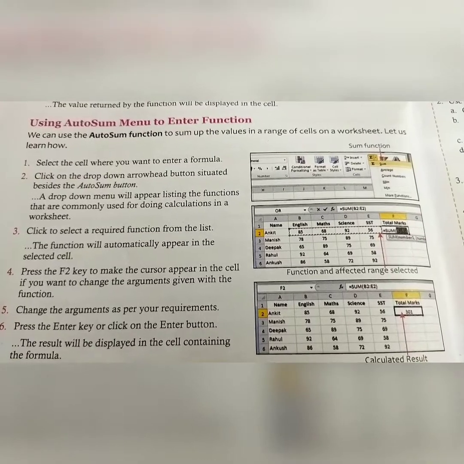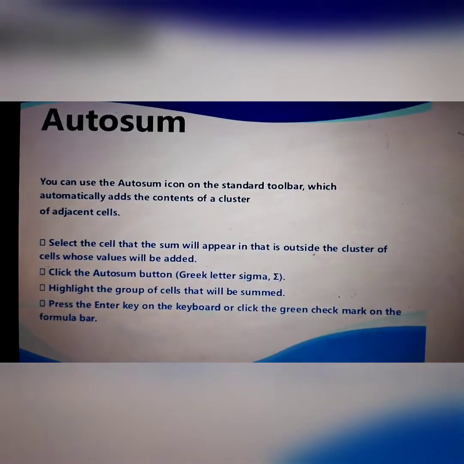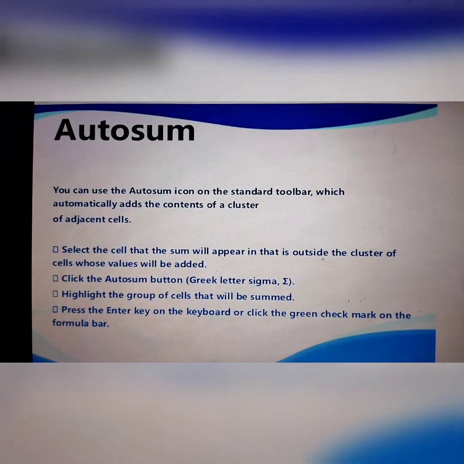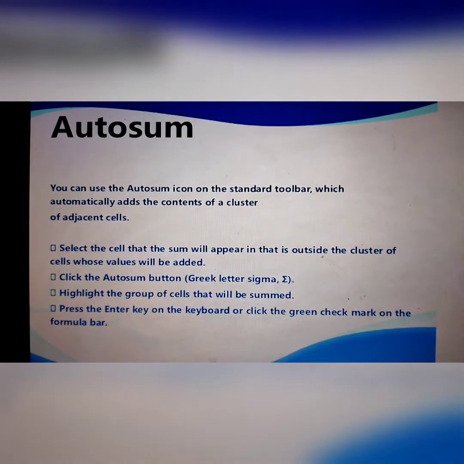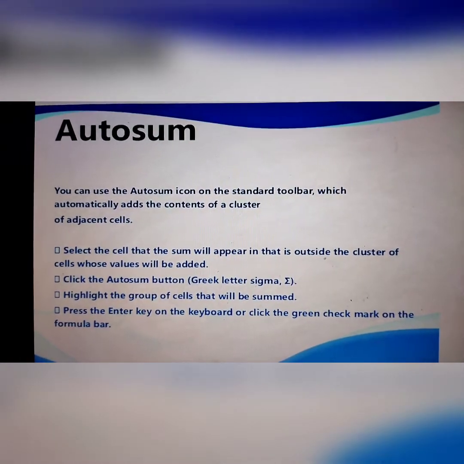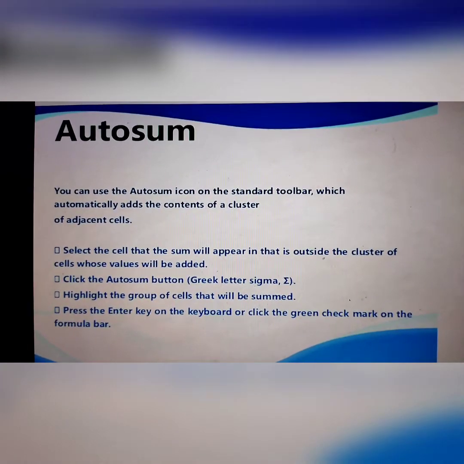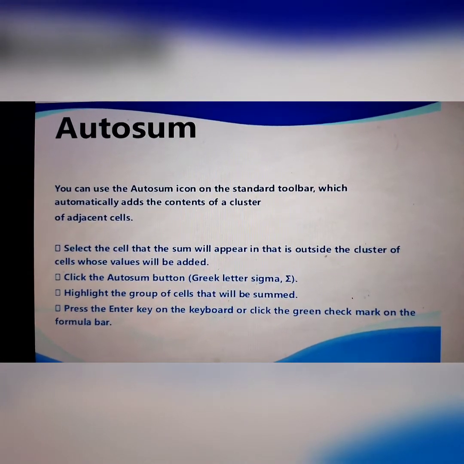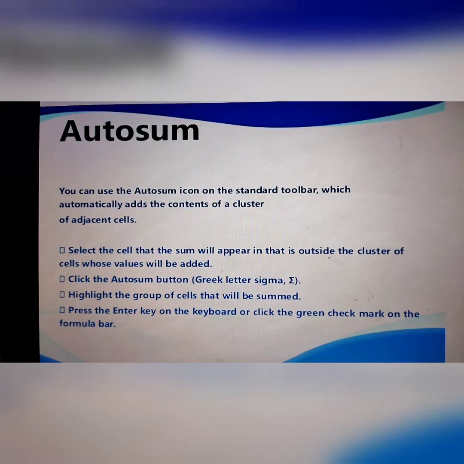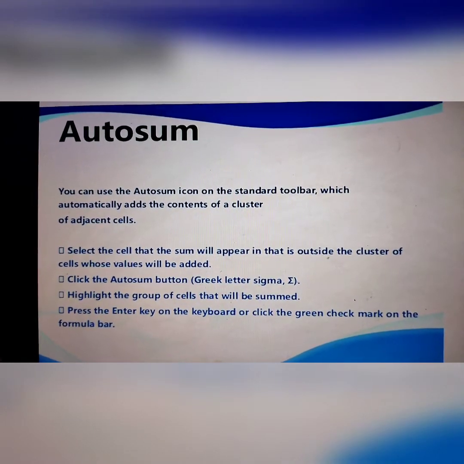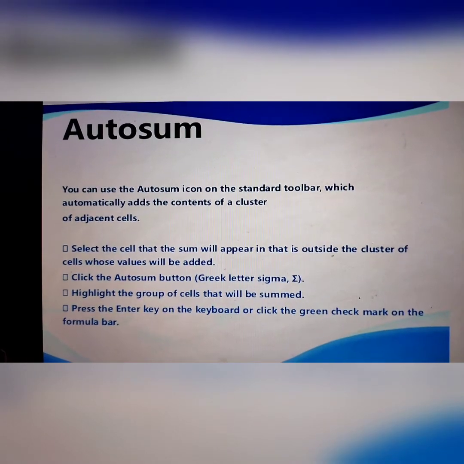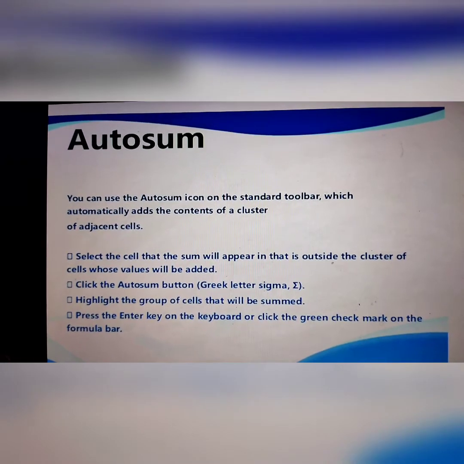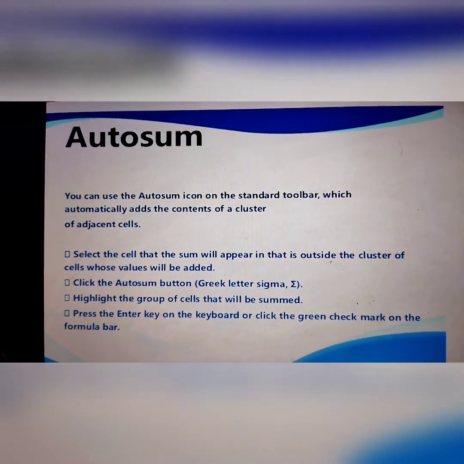Next, using the AutoSum menu to enter a function. Let's see how. We can use the AutoSum function to sum up the values in a range of cells on a worksheet. First, select the cell where you want to enter a formula. Then click on the drop-down arrowhead button situated beside the AutoSum button. A drop-down menu will appear listing the functions that are commonly used for doing calculations in a worksheet. Then click to select the required function from the list.